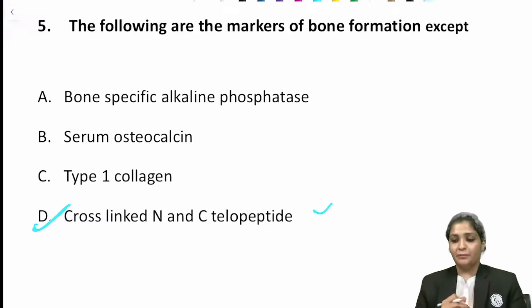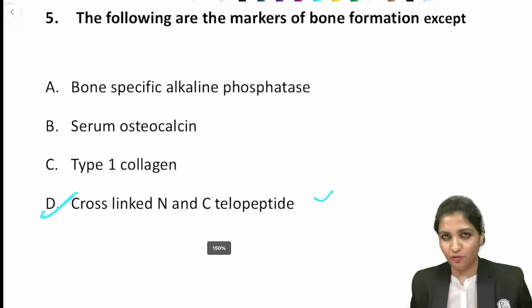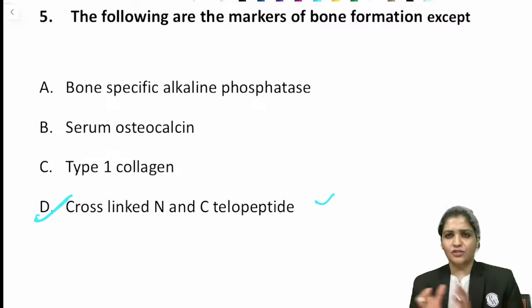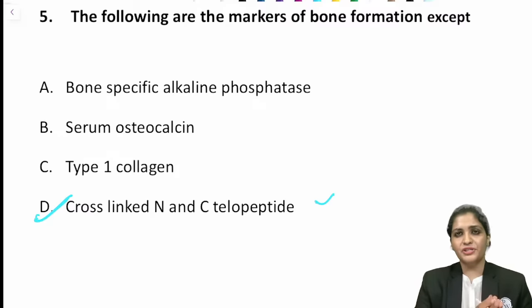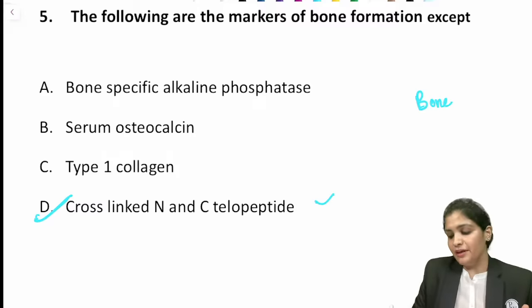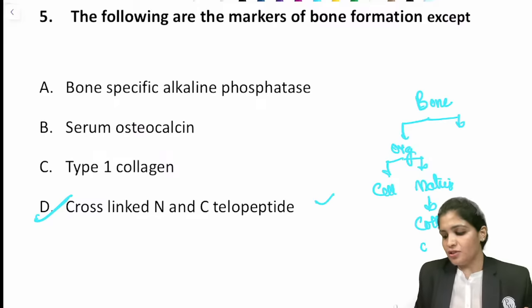So, why has this become the answer of bone resorption? There are two conditions: one is bone formation and the other is bone resorption. There is nothing to learn in detail about this; it is a one-liner. The factor which helps bone formation is mainly your collagen. If you remember, bone is made up of organic and inorganic components. Organic is again cells and matrix. Here you have collagen and various proteins like osteocalcin, osteoprotegerin and all.